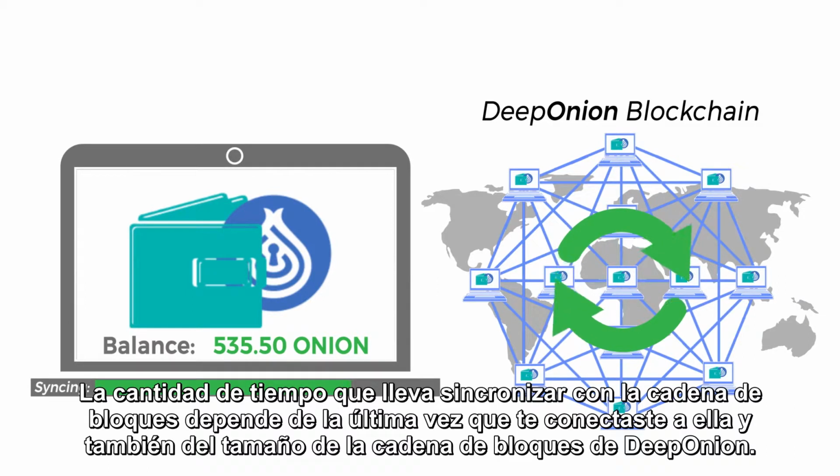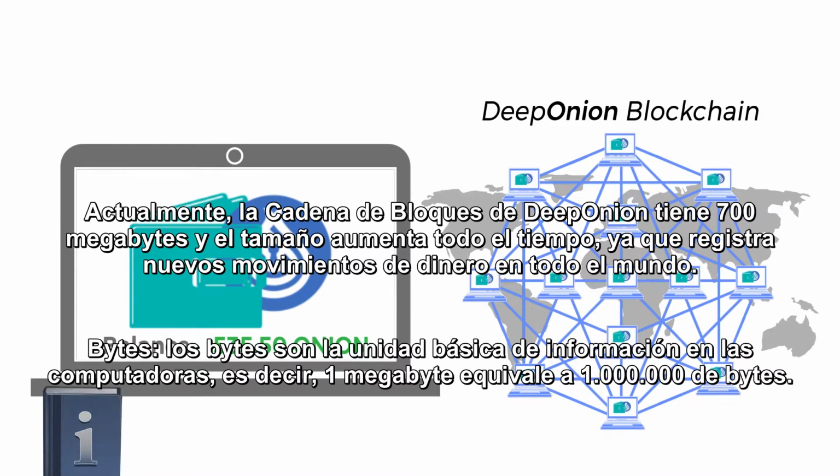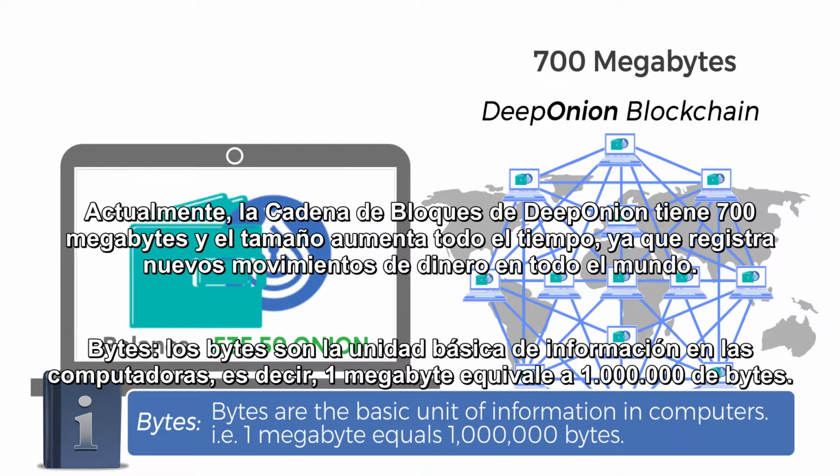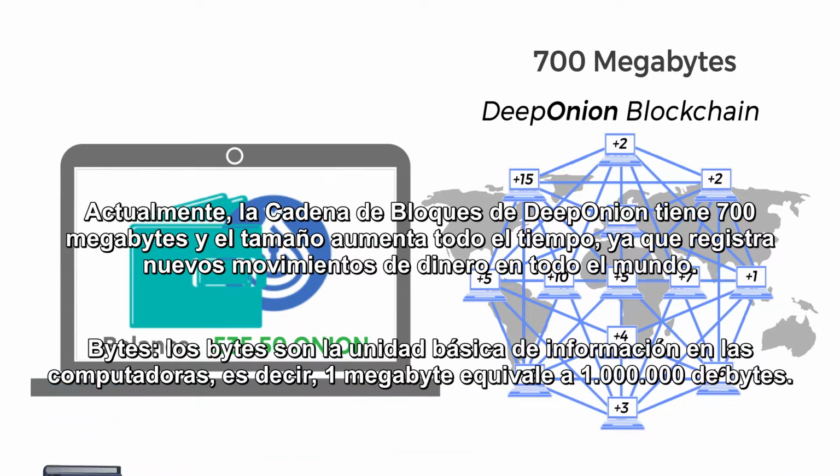The amount of time it takes to sync to the blockchain depends on when you last connected to it, and also the size of the DeepOnion blockchain. The DeepOnion blockchain is currently 700 megabytes, and the size increases all the time because it records new movements of money around the world.